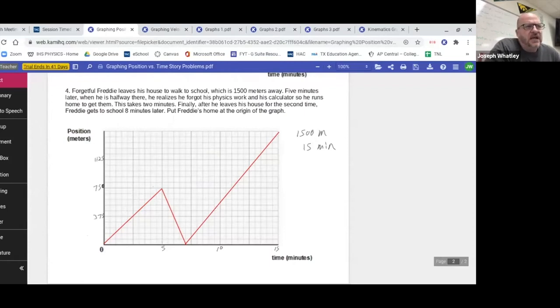I want some classroom interaction. I want someone to tell me what is the difference between speed and velocity? Velocity is like with displacement and then speed is with distance. Absolutely. So what was his, same person, Kennedy, what was his displacement during this time?